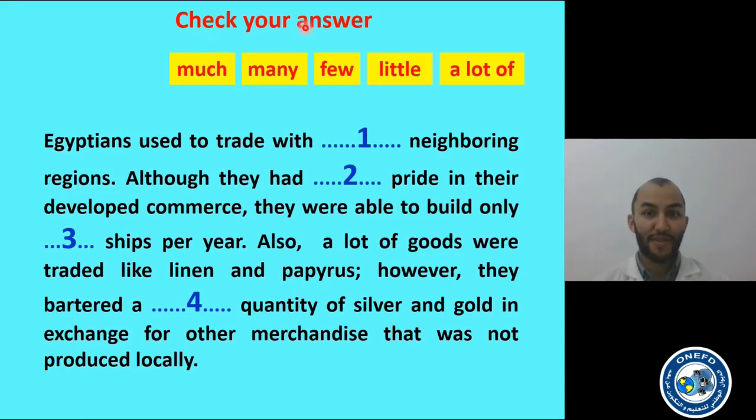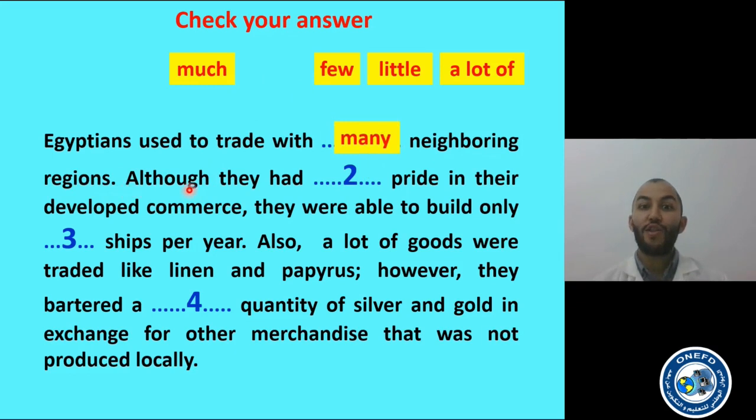Now, let's check your answers. We have these quantifiers that we have explained and categorized, that you need to put in the right gap. Let's start. Egyptians used to trade with neighboring regions. Regions, is it countable or uncountable? It's countable. So many neighboring regions.